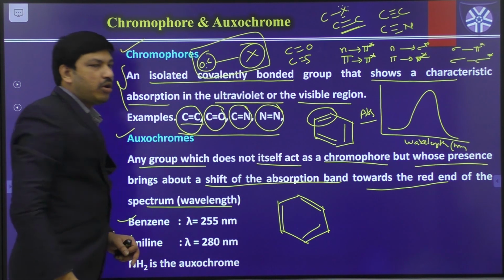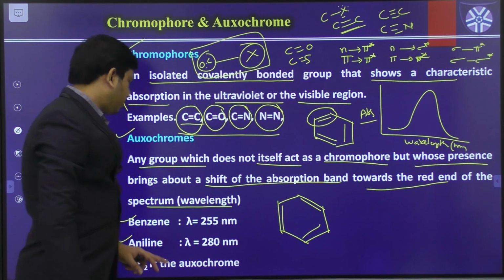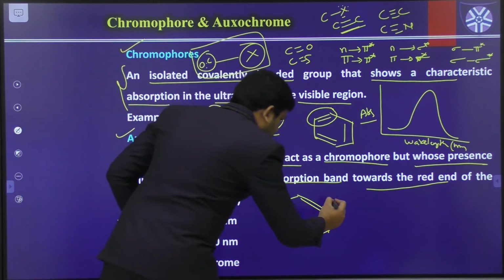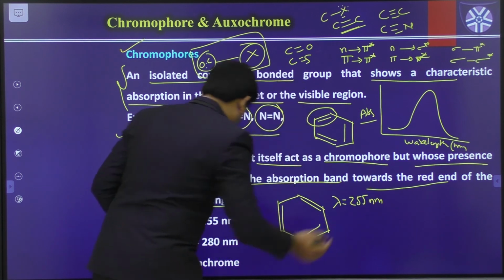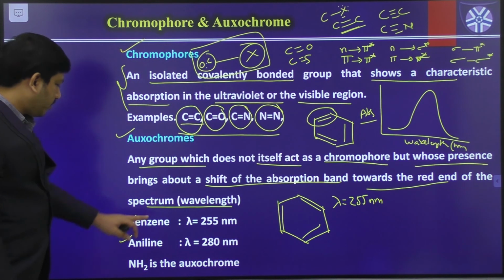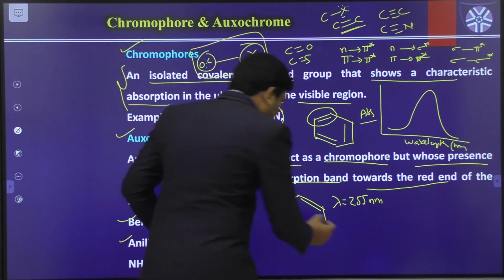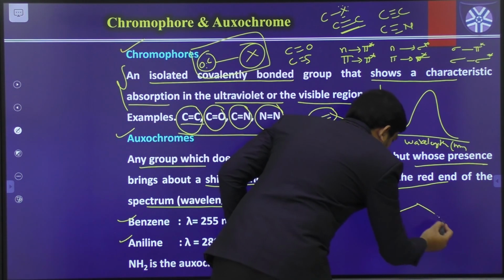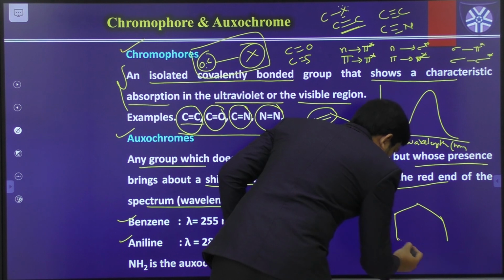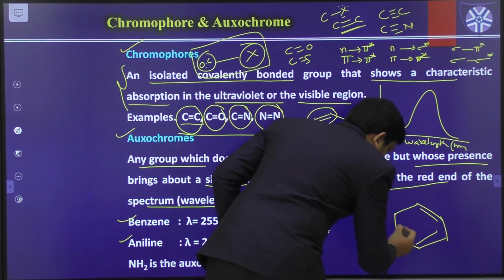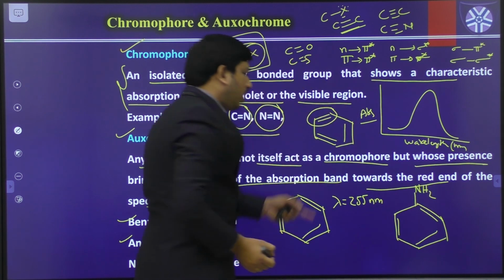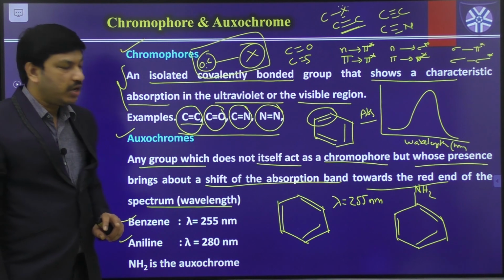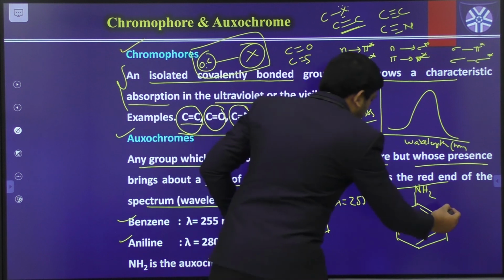So this is the benzene molecule. If you see the benzene absorption spectrum, there is one peak at around a lambda value of 255 nanometers. But once this benzene ring is attached to another group, so if we add an NH2 group to the benzene ring, now this is aniline.